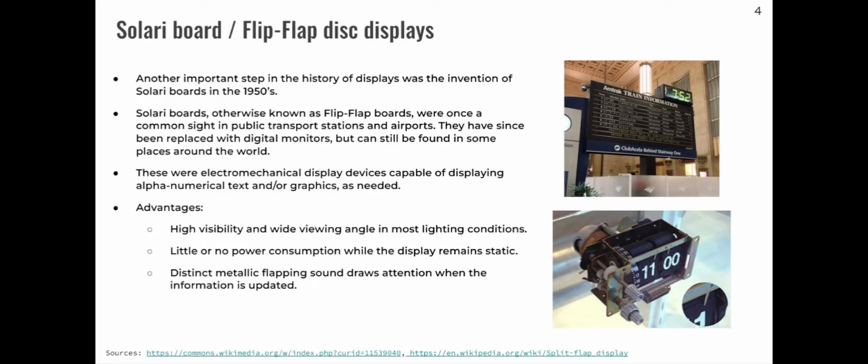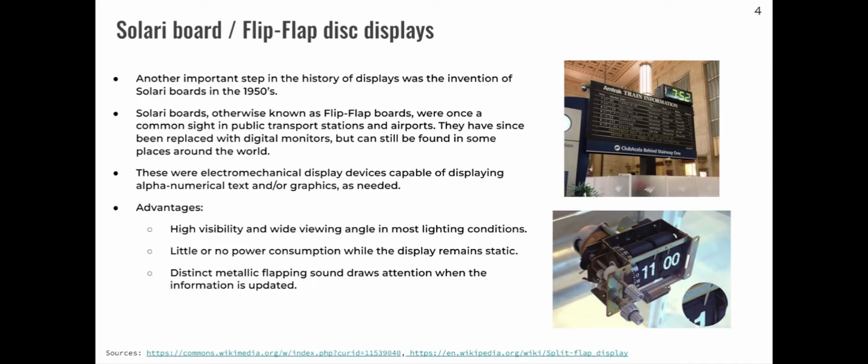Advantages to these displays include high visibility and wide viewing angle in most lighting conditions. So that is the reason they were put in railway stations and transport systems. They also needed very low consumption when a display was static, since nothing was used to change, and the distinct metallic flapping sound drew the attention of people when the information was updated. So yeah, this was the major reason they were used in transport systems.